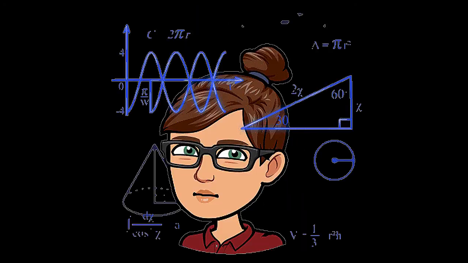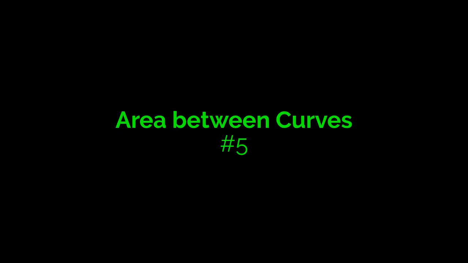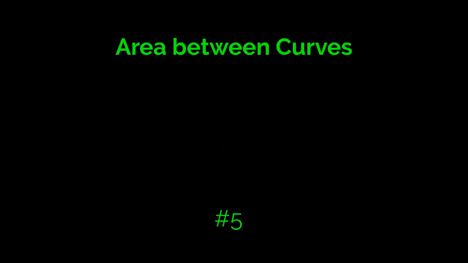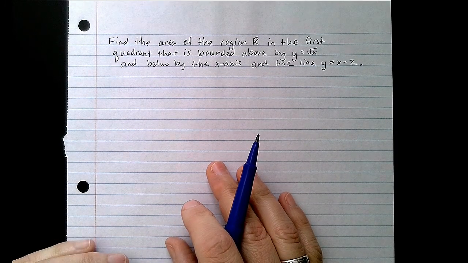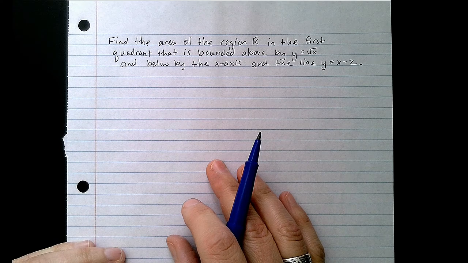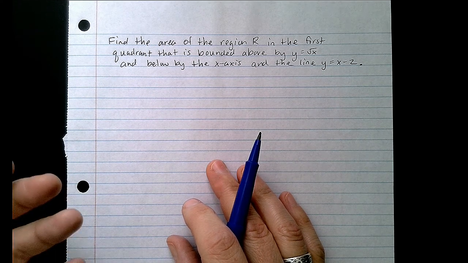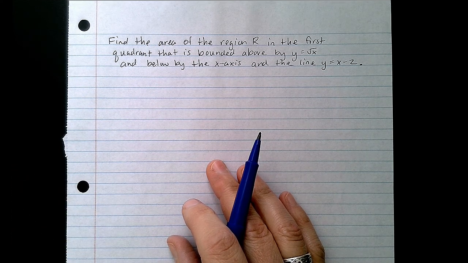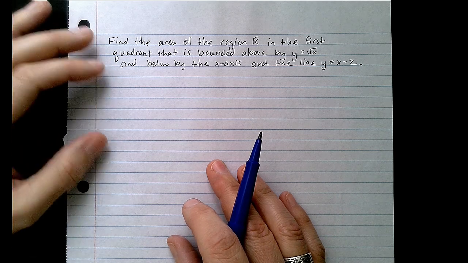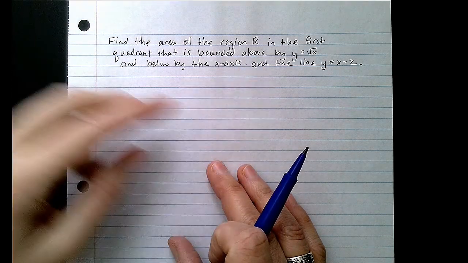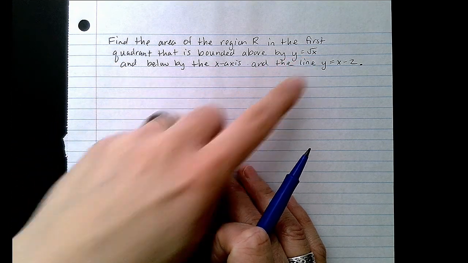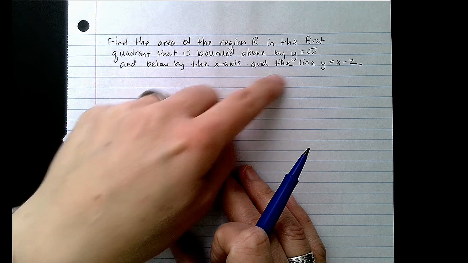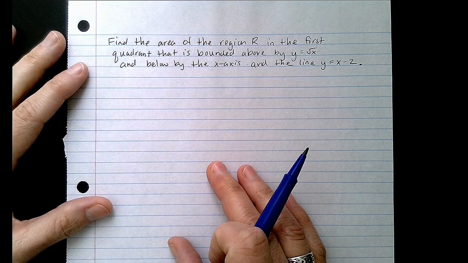On this episode, Stevenson will demonstrate. In this example, you're going to notice that the structure of how this is worded is different than what we've seen. But our approaches are still going to be the same. So it says, find the area of the region R in the first quadrant that is bounded above by y equals radical x and below by the x-axis in the line y equals x minus 2.